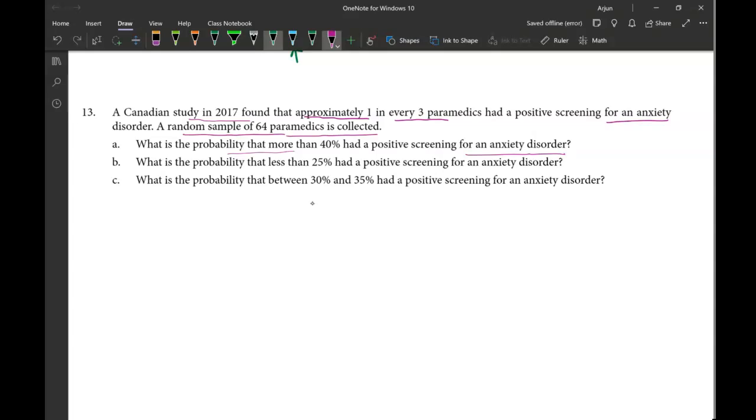If you see a question like this, one of the hints is that you'll never be given the standard deviation. The standard deviation value is not given to you. Also, the terms like average or mean will be missing, whereas you will be given some sort of a proportion of a success or a proportion of a failure. Those things will be given.